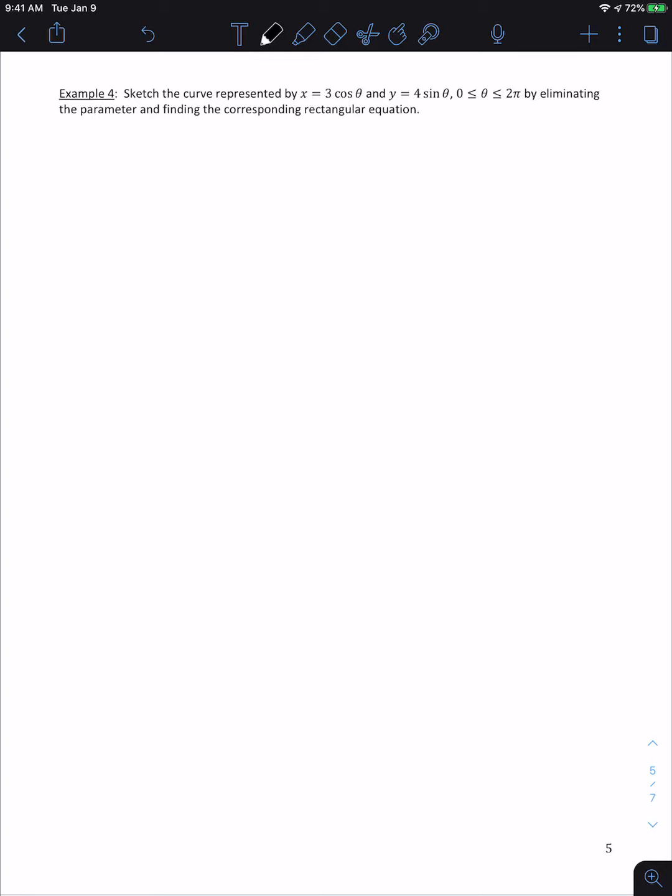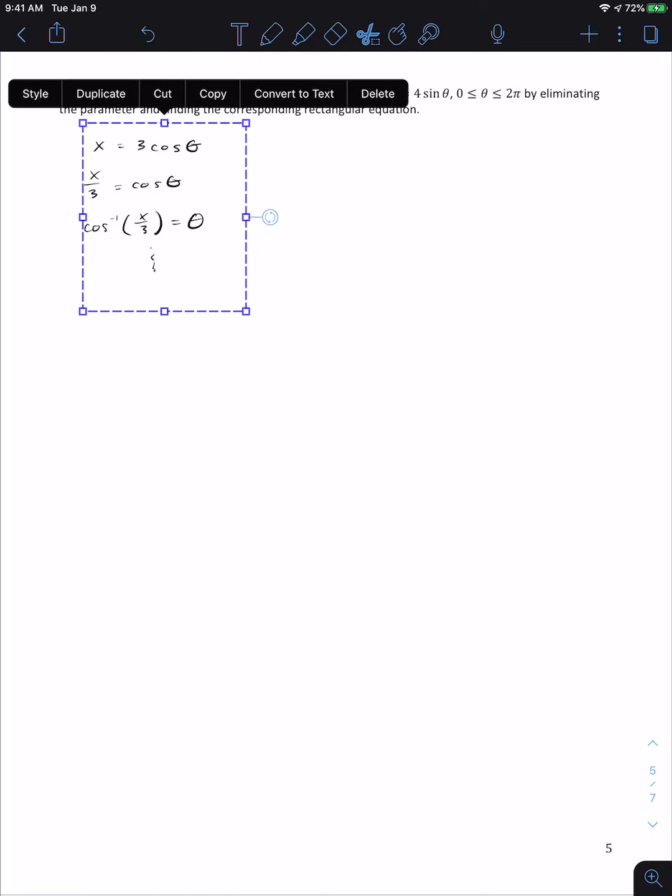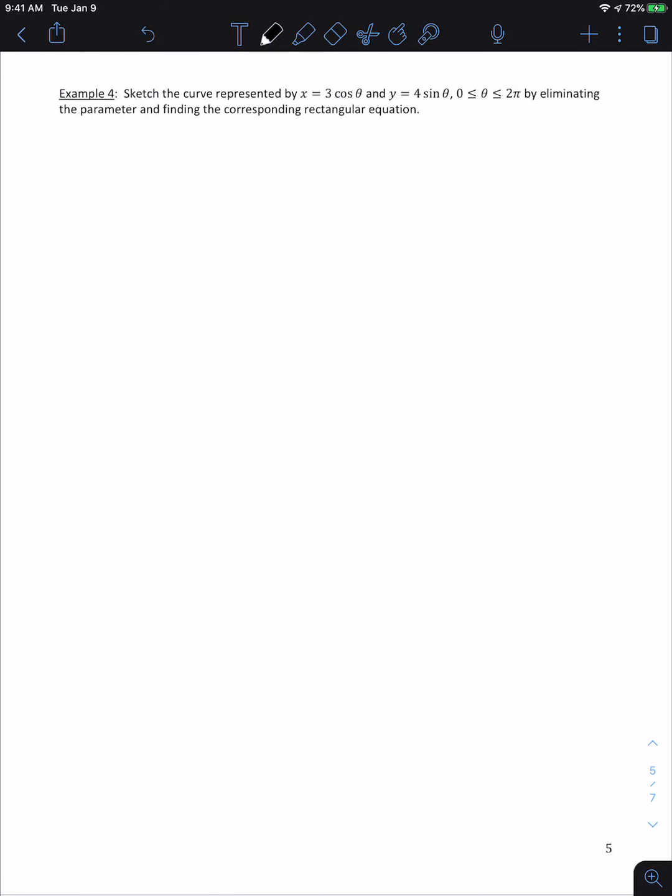However, in this case, that's not going to be very helpful because if I took x equals 3 cosine of theta and I solve for theta, I'd get x over 3 equals cosine theta, and then cosine inverse of x over 3 equals theta, and then things get a little bit more complicated. So that's not really the route we want to go on. The route that we want to go on is to remember the following identity, that sine squared theta plus cosine squared theta is equal to 1. Remember that Pythagorean identity. So that's what we're going to use here.